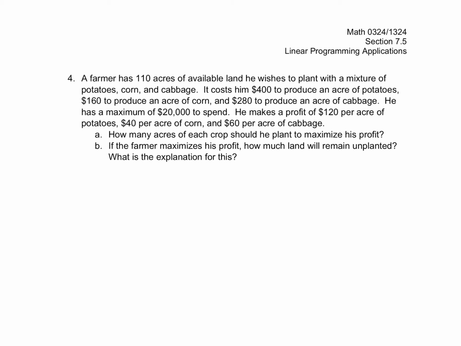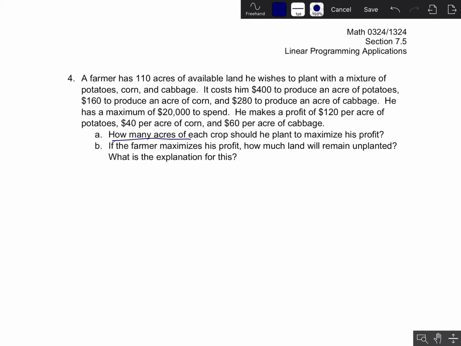So here, a farmer has 110 acres available, and he wants to plant some sort of a mixture of potatoes, corn, and cabbage. It costs him $400 to produce an acre of potatoes, $160 to produce an acre of corn, and $280 to produce an acre of cabbage. He has a maximum of 20 grand to spend, and then we also know his profits for each of those crops. And the question is, how many acres of each kind of crop should he plant to maximize his profit? And then afterward, we're asked how much land will remain unplanted, and to explain this. So we will fully solve this problem because I think it's a good sort of compact example.